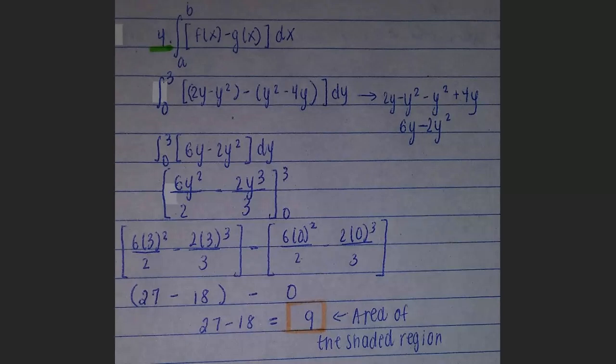From there, I found the antiderivative, which would give us 6y squared over 2 minus 2y cubed over 3, from the interval 0 to 3. From there, I did f of b minus f of a, and I got 27 minus 18, which is 9, and that's the area of the shaded region. Great. Yeah, simple, right? Okay. Thank you, Noella.